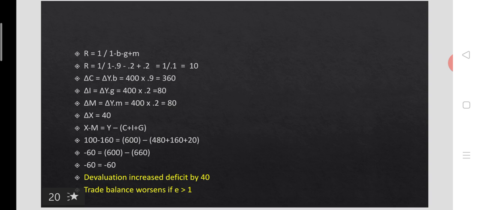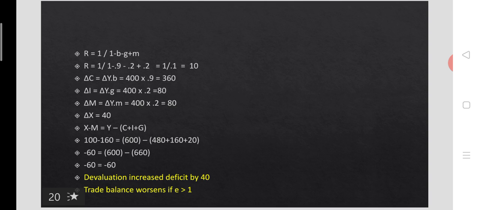So here the equation is given, as you can read out. R is equal to 1 by (1 minus 0.9 minus 0.2 plus 0.2), which is 1 by 0.1, that is 10. In this case the foreign trade multiplier value is 10. That means the change in export is going to increase the income by 10 times. Export has increased by 40 million US dollars, so the change in income, delta Y, would be 10 into 40, that is 400 million US dollars.